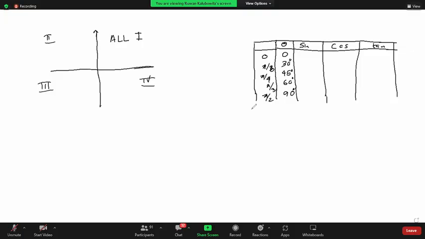Right. This is a very well-known table. You have to keep this in mind. Sine 0, this is in radians. Sine 0 is equal to 0. Cos 0 should be equal to 1. Tan 0 should be equal to 0.